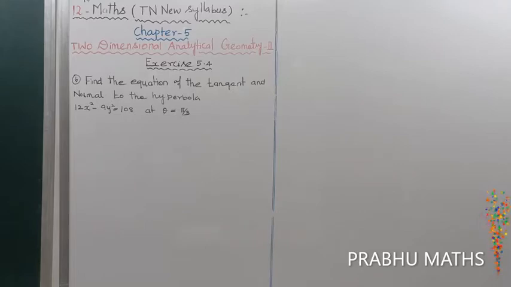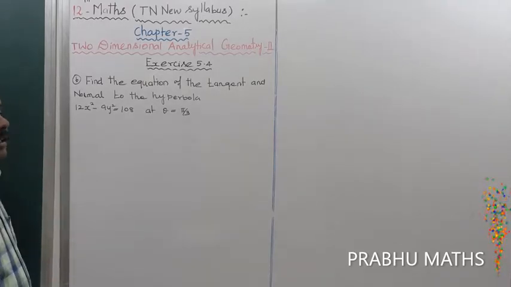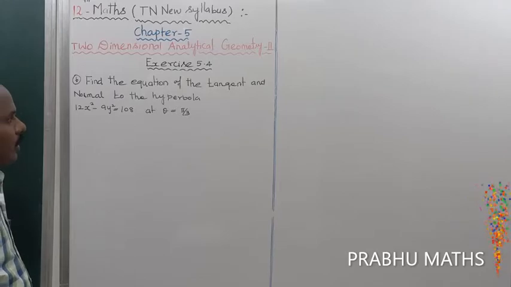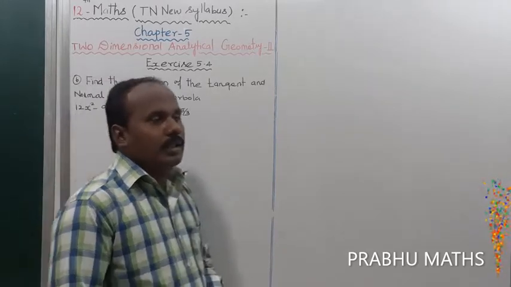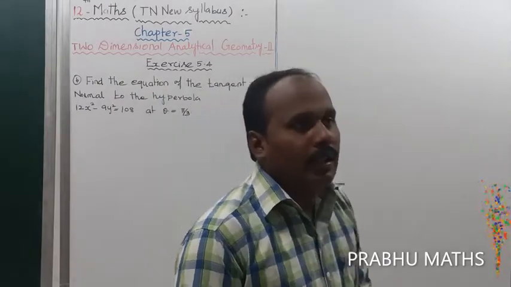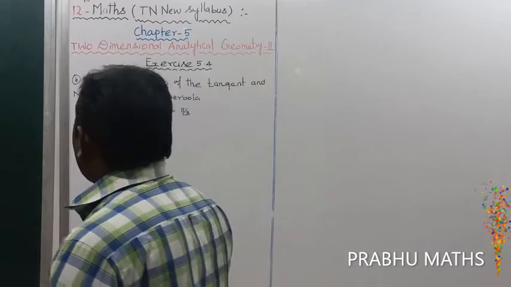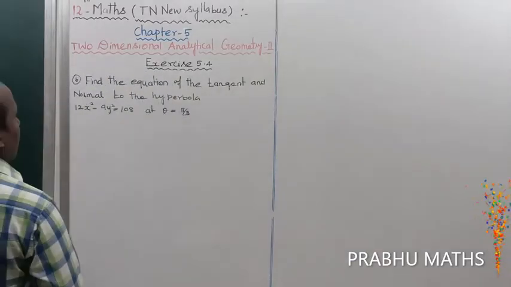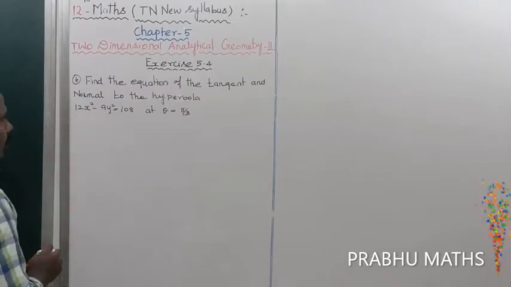Find the equation of the tangent and normal to the hyperbola. Exercise 5.4. The point at theta on the hyperbola is (a secant theta, b tan theta). So first we find the point, and then the tangent equation and the normal equation.